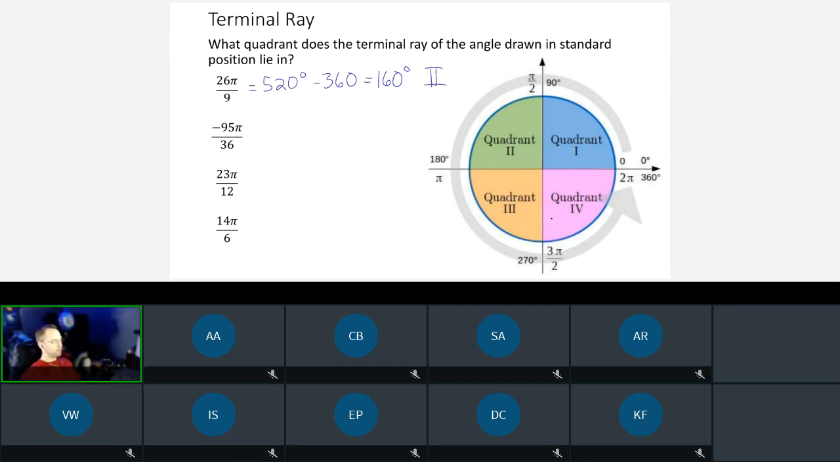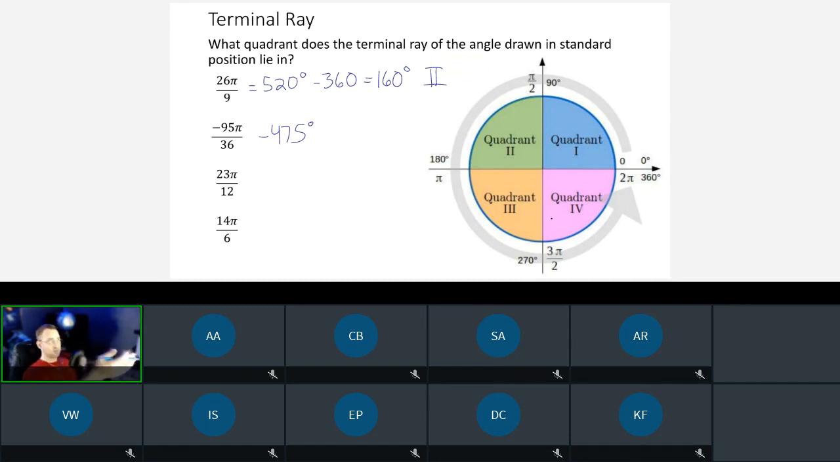All right, negative 95 pi over 36. What is that degree? Negative 475 is correct. So this is negative 475. And what should I do to that to make it look easier to look at? To find the coterminal. Yep, add 360 twice.